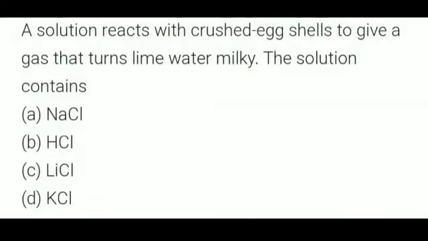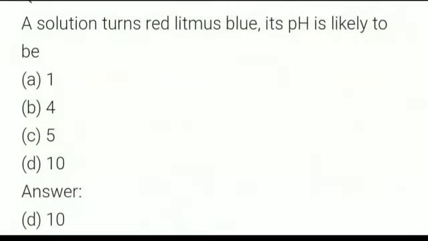A solution reacts with crushed eggshell to give a gas that turns lime water milky. Lime water turning milky means carbon dioxide gas is evolved. Crushed eggshell is calcium carbonate. When it is treated with any acid, it will give carbon dioxide gas. Here HCl is the acid and the rest are salts. So HCl is the correct option, which will react with crushed eggshell, that means calcium carbonate, and produce carbon dioxide that will turn lime water milky.